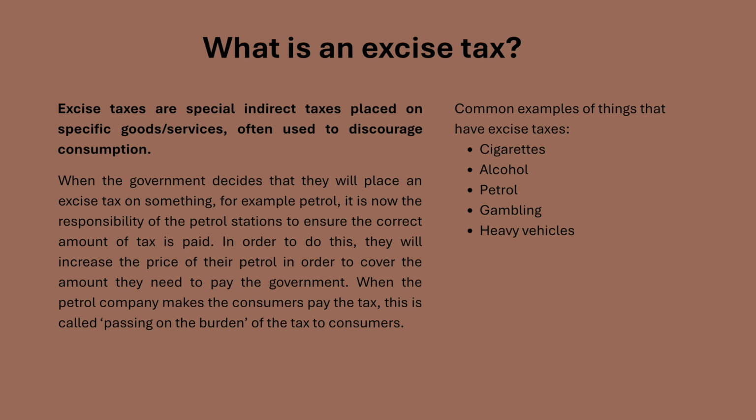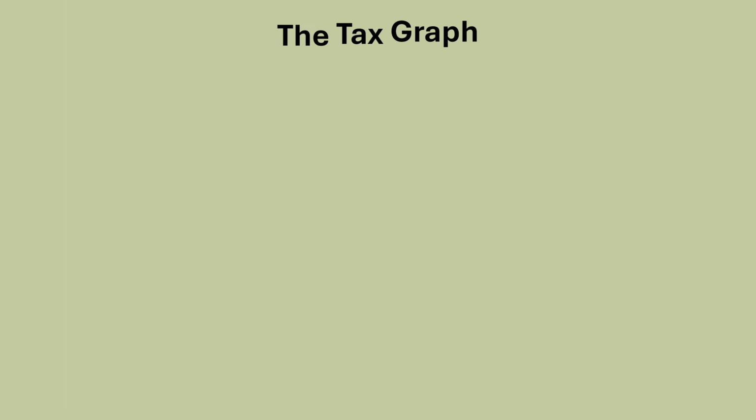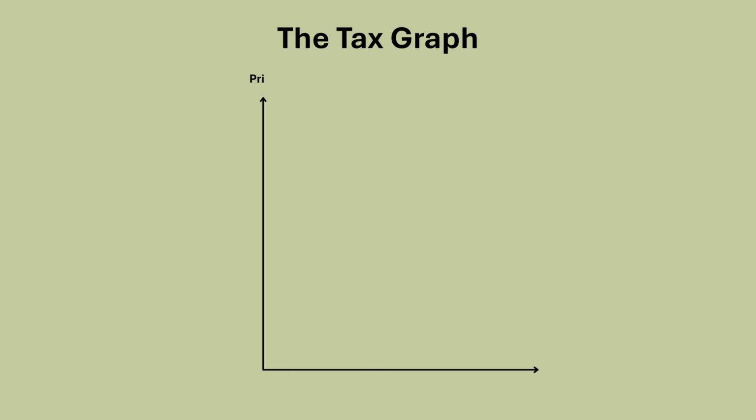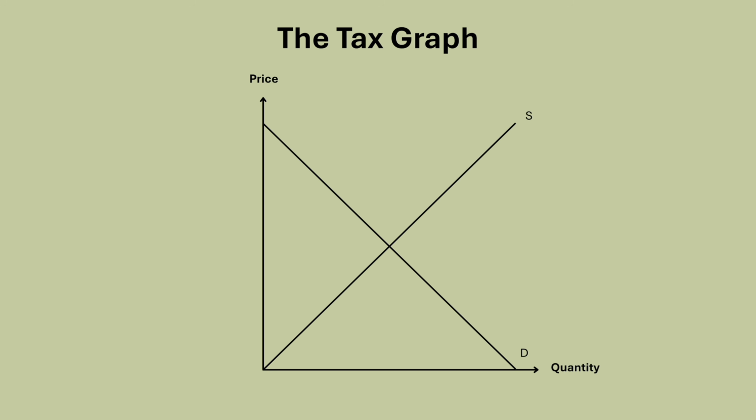Alright, let's have a look at how to draw the tax graph. We start with a regular demand and supply graph. So we have price on the y-axis, which is the price of the thing being sold, and the quantity on the x-axis, which is the quantity of the thing being sold. And we can begin by drawing in the regular equilibrium, PE and QE.